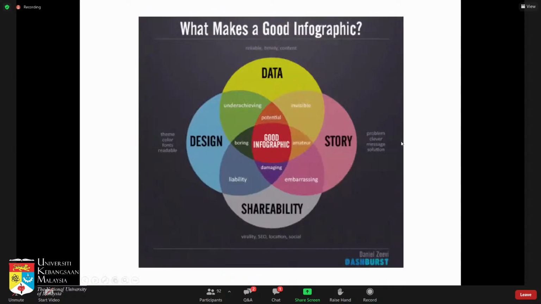Again, it is something like an infographic. What makes a good infographic? You have to have a combination of data, design, the story, and shareability. So you get these components of an infographic, not really congested, not too busy, but really useful for the audience to understand, because these are the ones that people will snap photos of to keep for their reference.